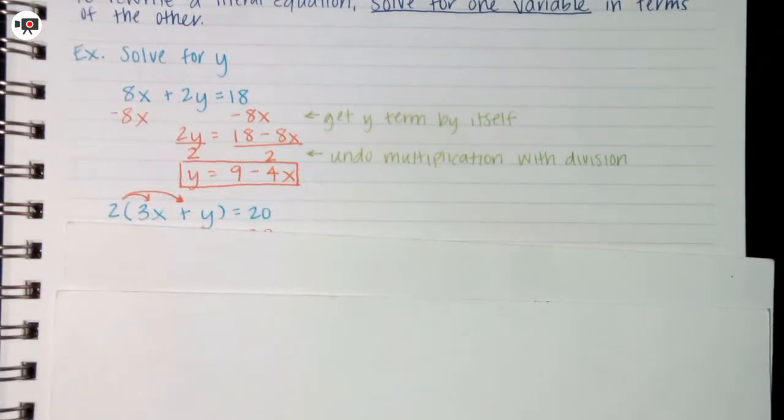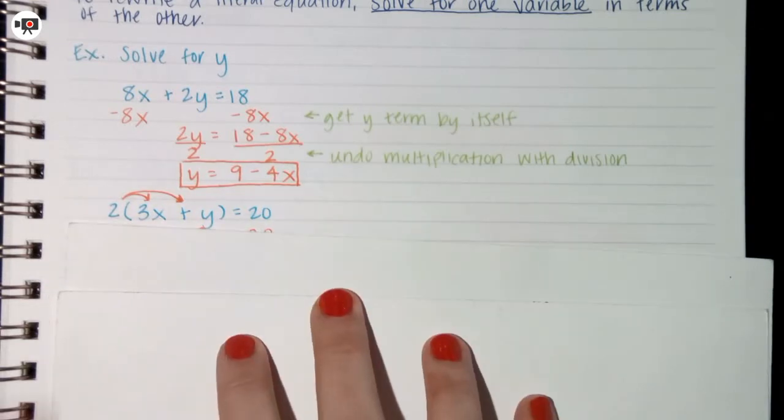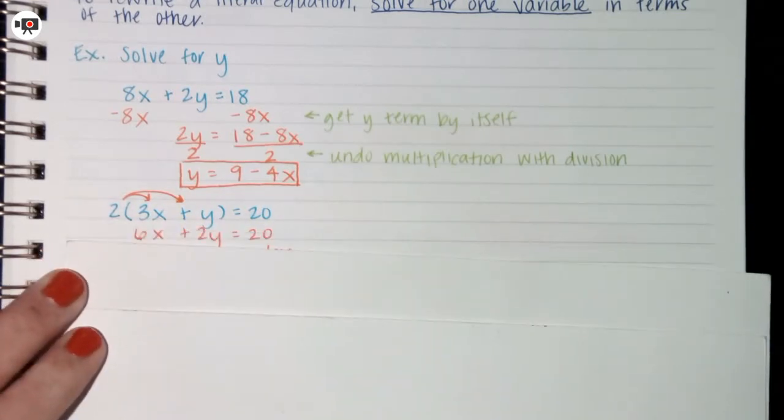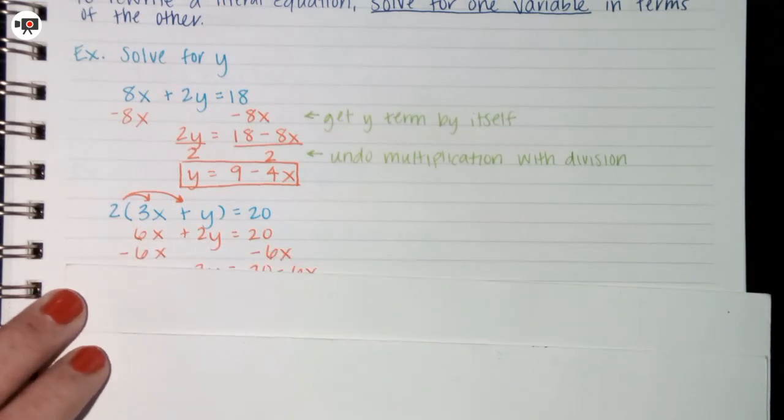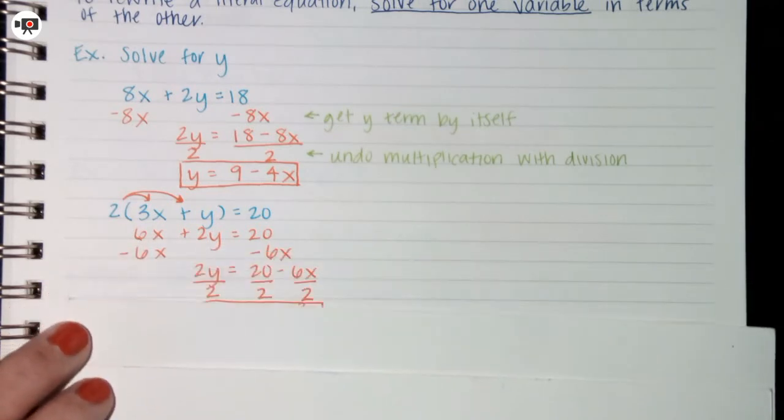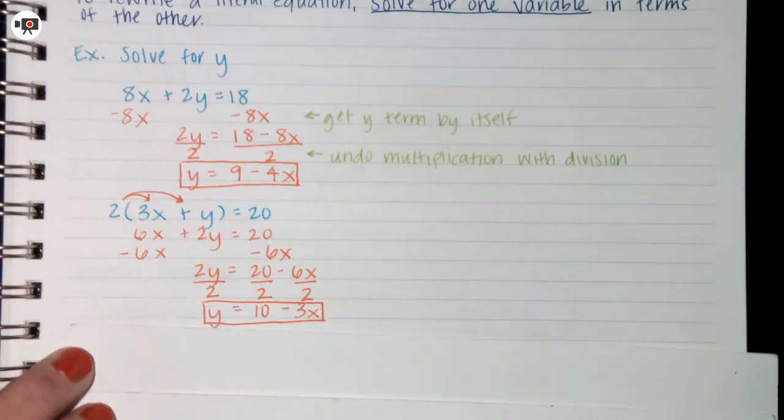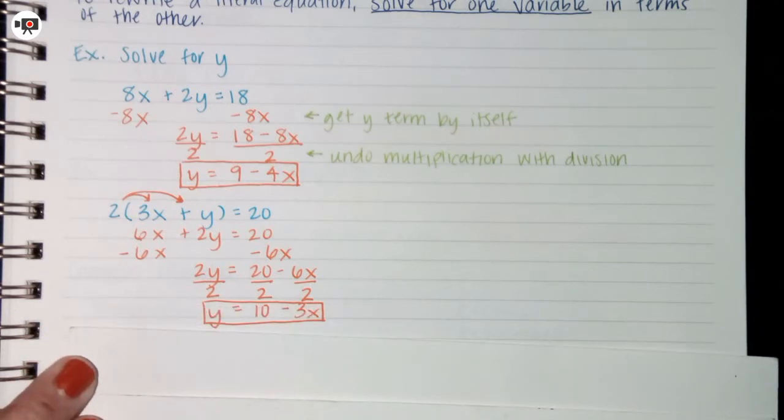Here for 2 times (3x plus y) equals 20, I'm going to distribute that 2 to get 6x plus 2y equals 20, then move my x to the other side to get y by itself, and then divide everything by 2 to get y equals 10 minus 3x. I don't really care what this other side looks like, as long as it's simplified as much as I can, and my variable that I'm solving for is by itself.